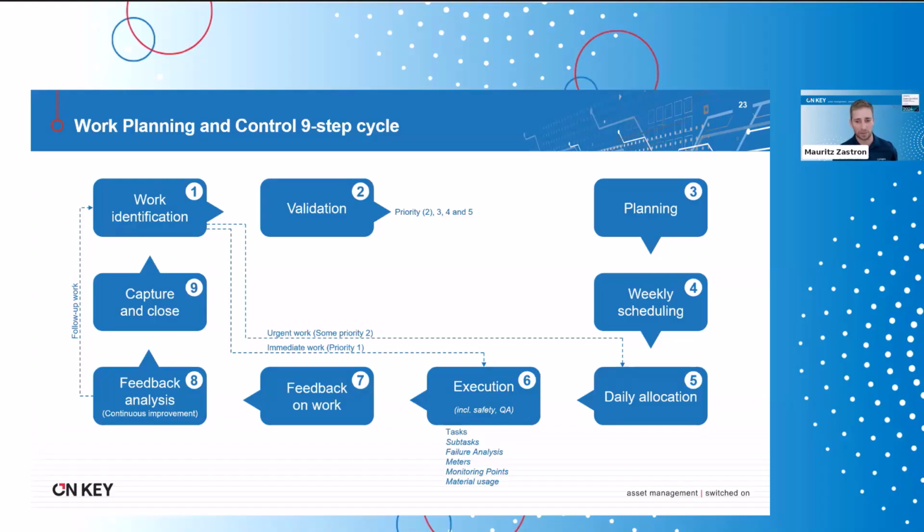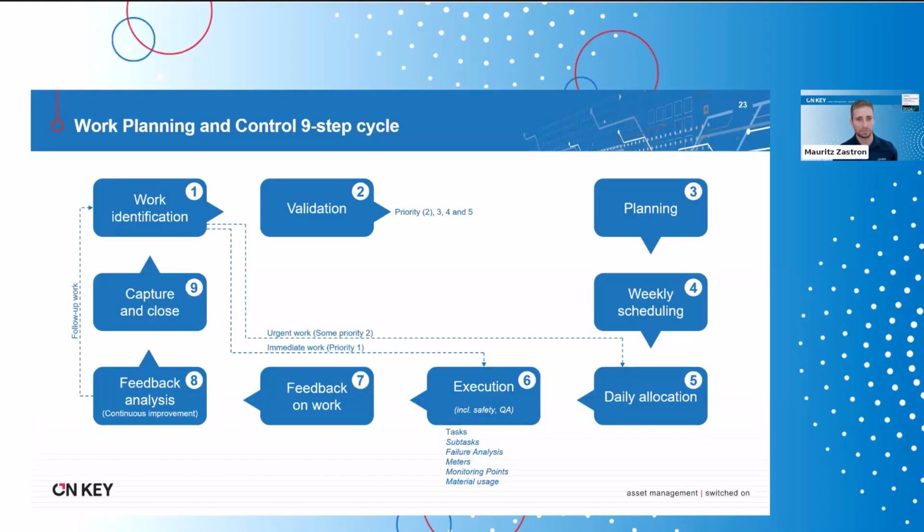We can also see a couple of kind of shortcuts there for immediate work that's identified during the identification phase, which is then just executed. Typically, when a breakdown happens on an important asset, urgent work can be expedited to the daily allocation, and then based on the feedback that's then analyzed, we can create follow-up work, which then goes into this entire process again.